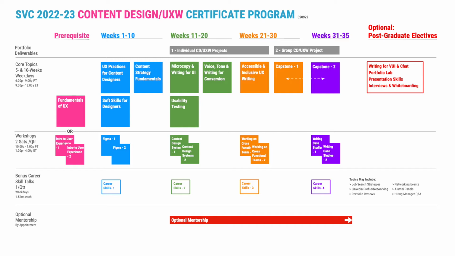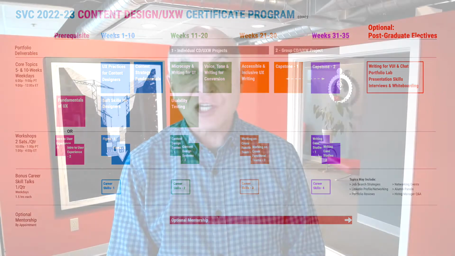The smaller squares represent a 3-hour workshop, and you'll see that they're paired. So that's 2 3-hour workshops that usually meet on consecutive Saturdays, a total of 6 hours per workshop. And the little rectangles represent a 90-minute skills or career and job hunting talk or mini workshop. Well, let's get into it.